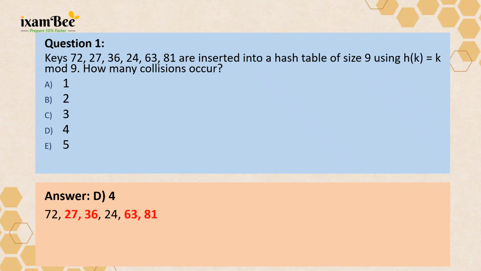Here you see that 72 would get inserted at the 0th index. Then 2736 will give a collision. 24 will get inserted, but 63 and 81 will again give a collision because they are divisible by 9 and the 0th index is already occupied by 72.